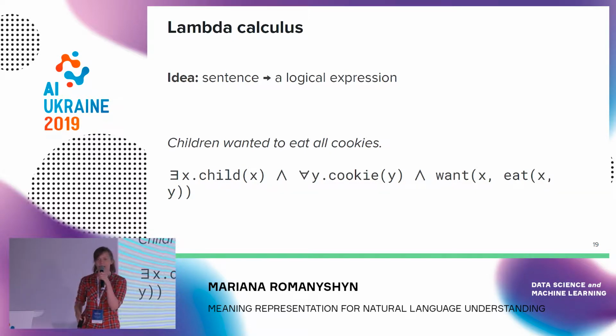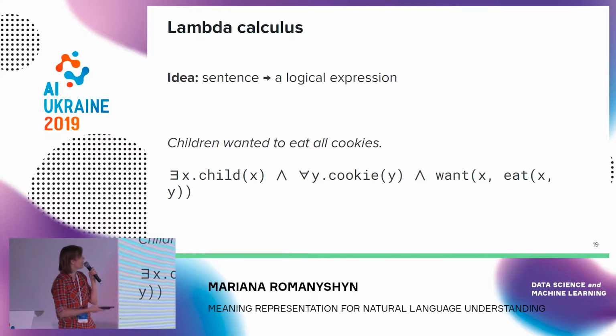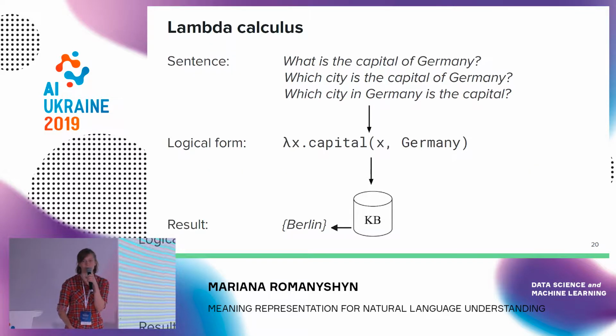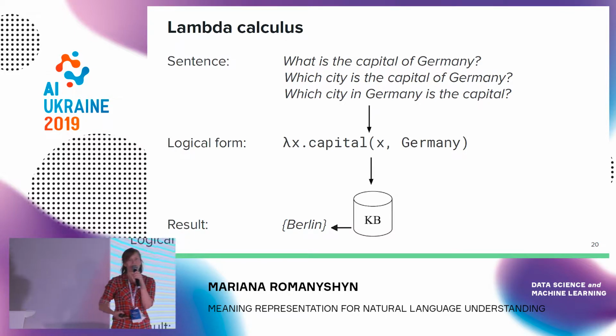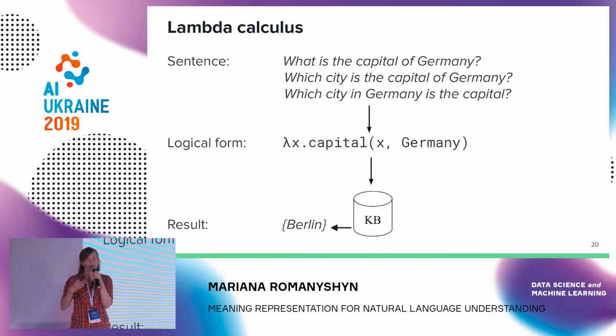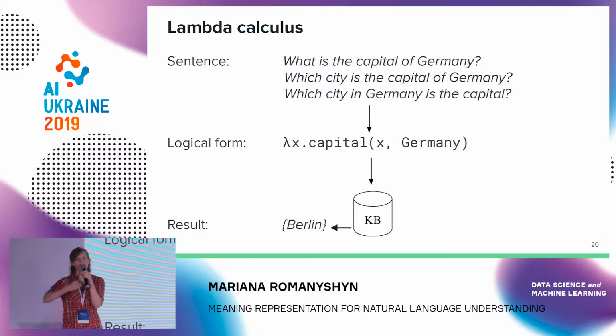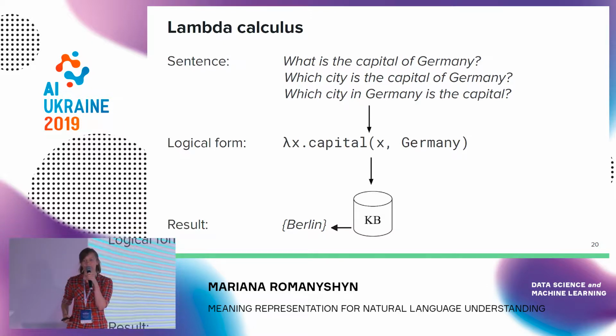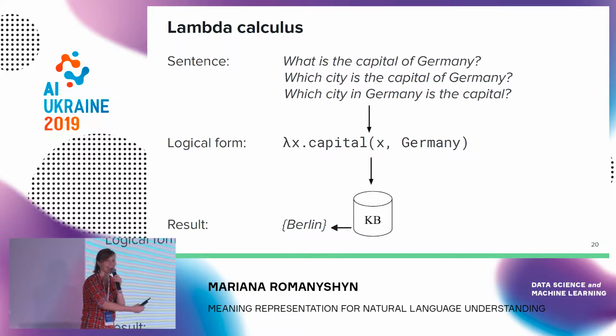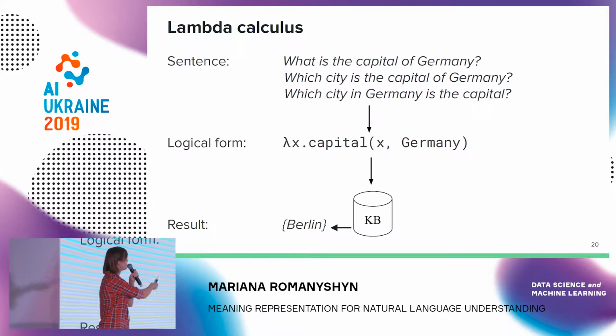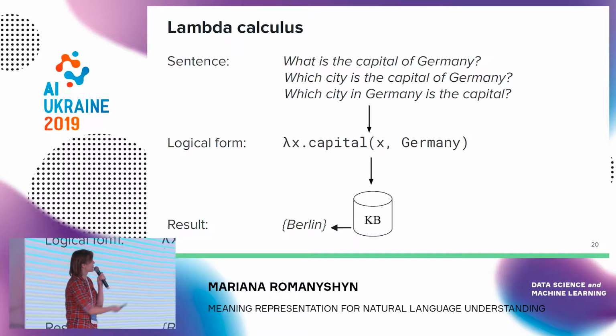Where are typed lambda calculus expressions used? They are used for question answering systems in NLP. So, for example, you're building a question answering system, and you can phrase the same question in many different ways, right? You can ask what is the capital of Germany, or which city is the capital of Germany, and so on and so forth. But you usually want to find the answer to this very same question. You need to find an entity that has the relation of capital with Germany.